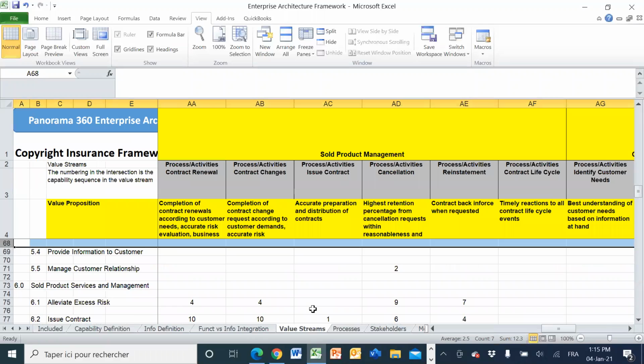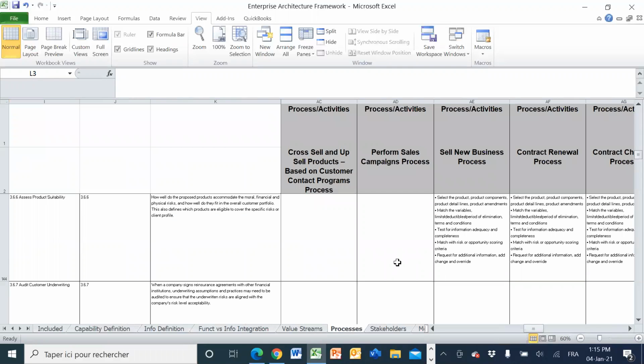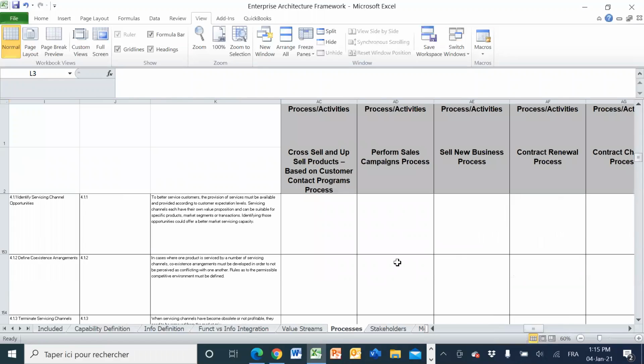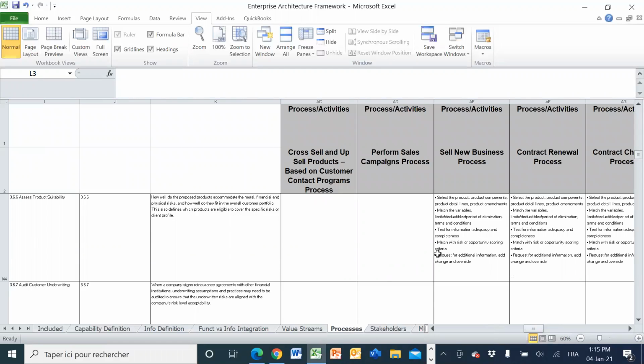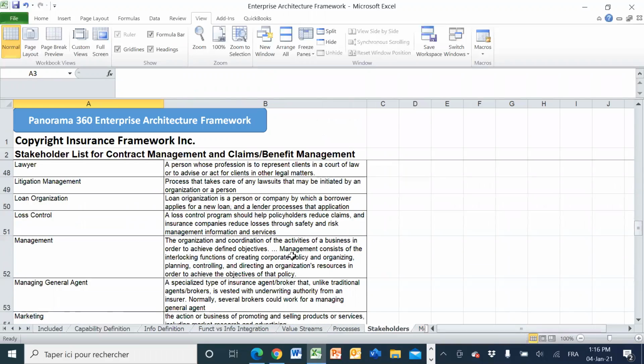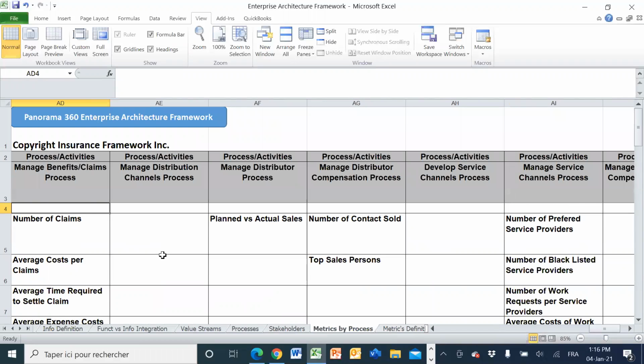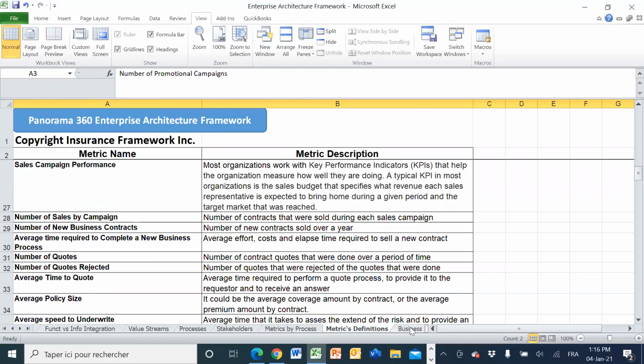We have all the value streams for the processes that we have defined in the models. We have 32 core processes with not only the sequencing of those processes, but as well as the activities that happen within the processes, the stakeholders that are involved in those processes, plus their definitions. We have the metrics that are used in those processes, and we have the metrics definition.